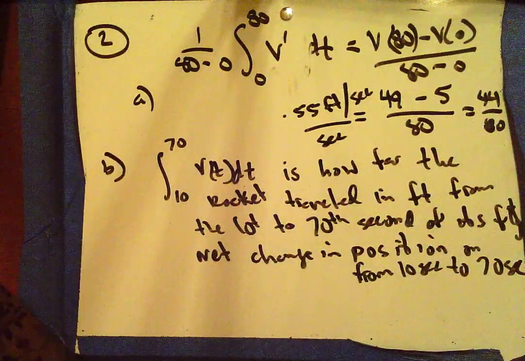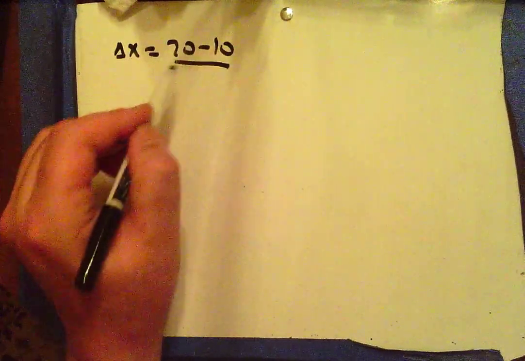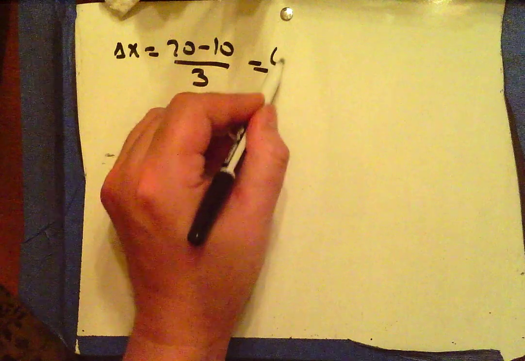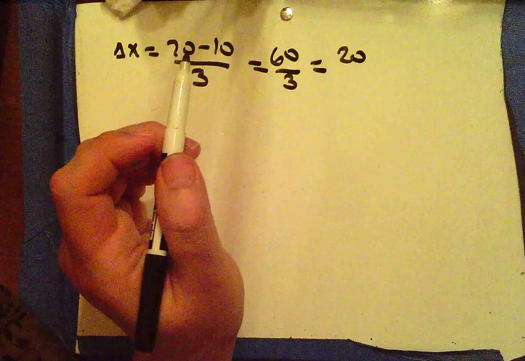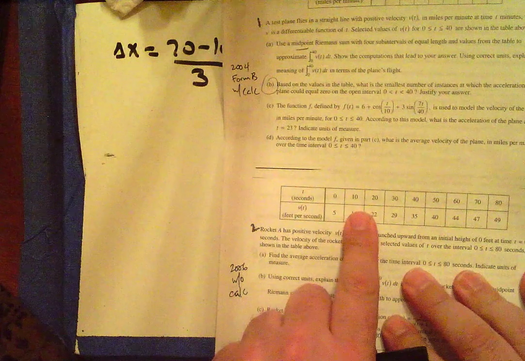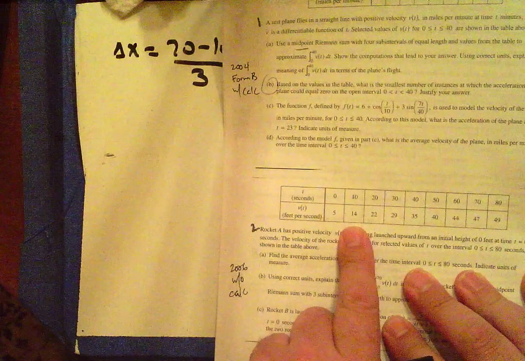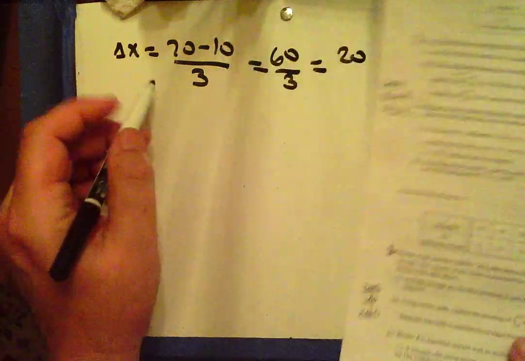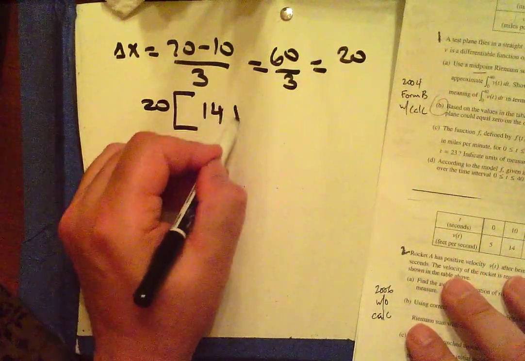Okay, and now we're supposed to approximate this by using a midpoint Riemann sum with 3 subintervals. So my delta x equals 70 minus 10 over 3 subintervals. Get 60 over 3, or 20. So my subinterval width is 20. If I look here, I'm going from 0 to 20. I'm going to use the time value in the middle of that interval and a height of 14. So my subinterval widths will all be 20. I'm using a height of 14.